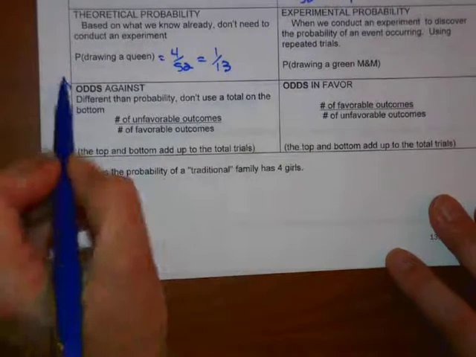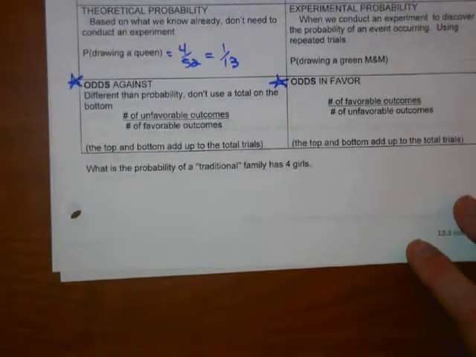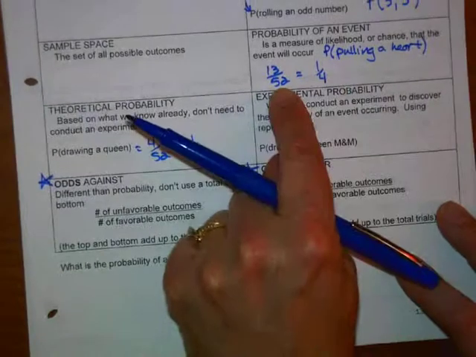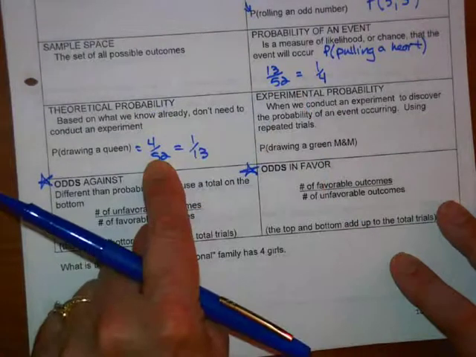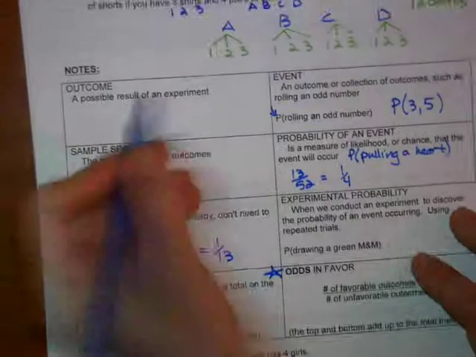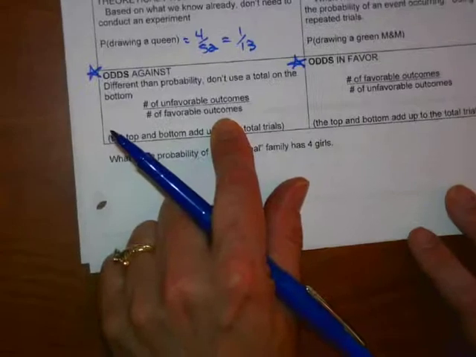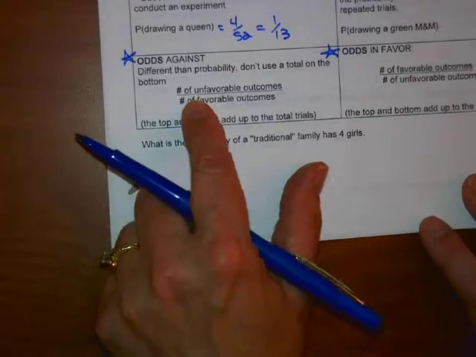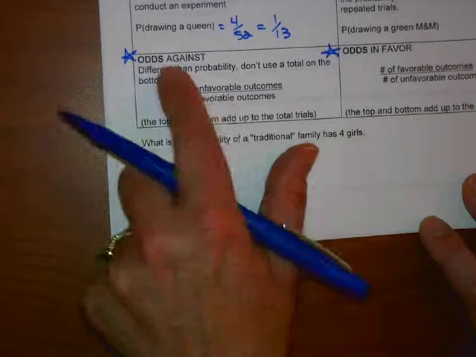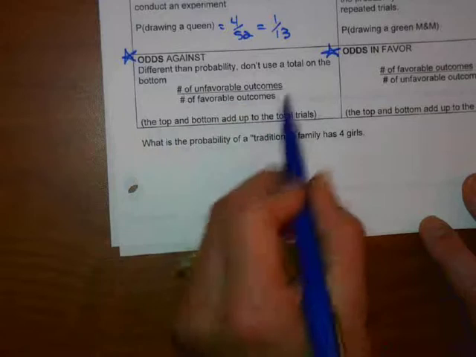All right. Odds. Put a star. They are very different from probability. In probability, you always use the total chances on the bottom, right? There's 52 cards total. There would be a 1 out of 6 chance of rolling a 3. There's 6 total ways. Odds, you don't use the total on the bottom. You put the number, and I'm going to show you this on the back side. For odds against, it's the number of unfavorable outcomes over the number of favorable, and they add up to the total.